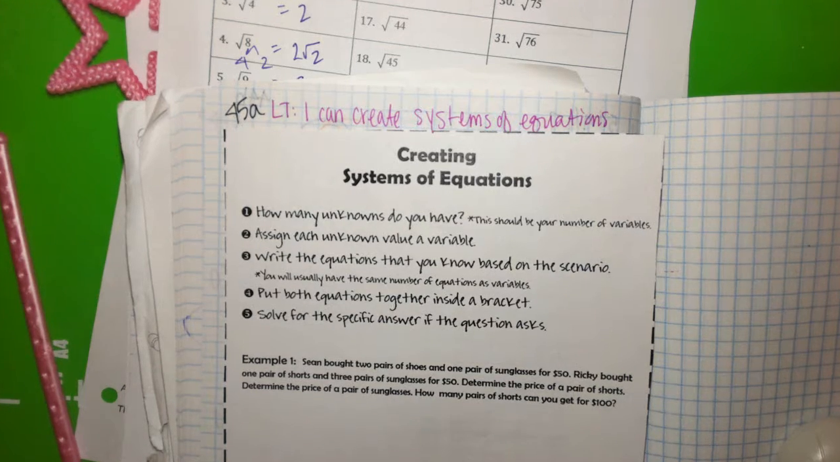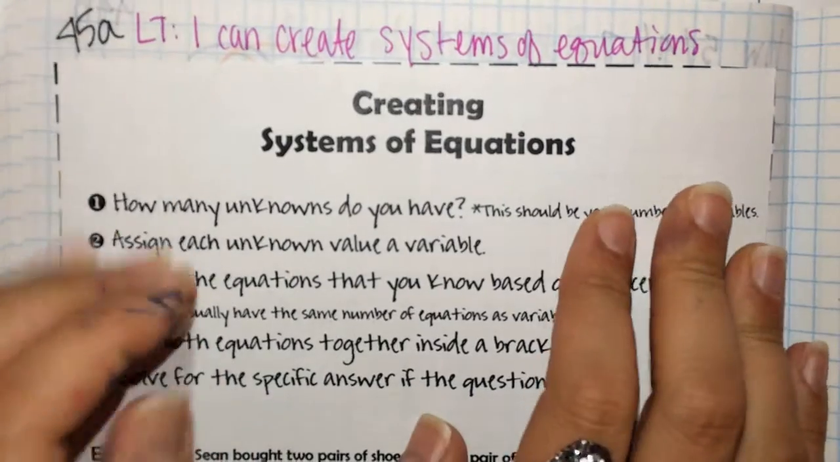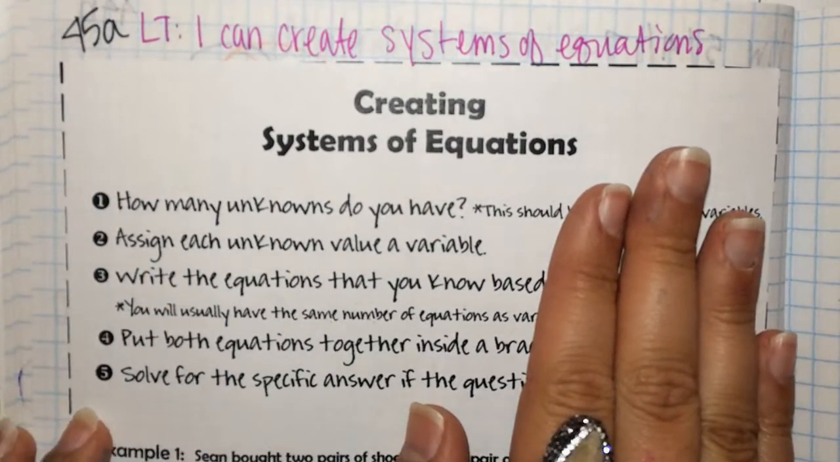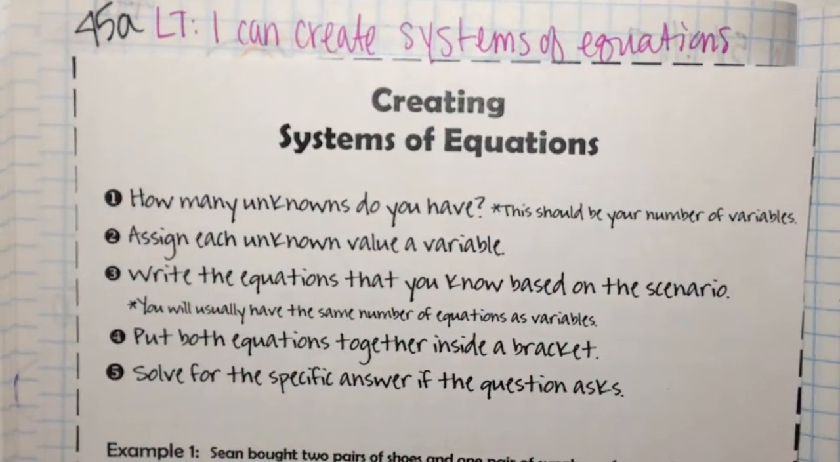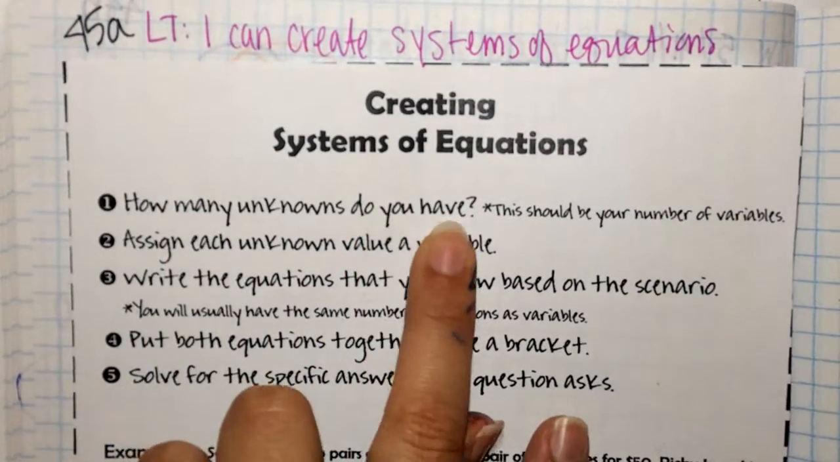Alright, let's do this. So today, I can create systems of equations. It should really say I can create and solve, but I got excited as I was writing. So we're going to follow these steps on how to solve them. Is everybody ready? Step 1, how many unknowns do you have?